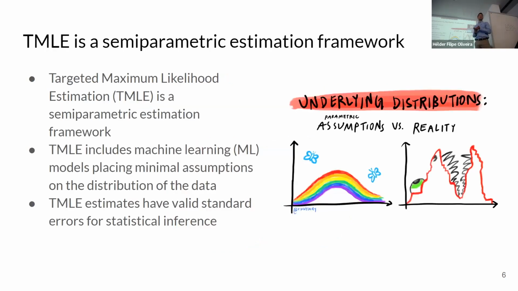As I was saying, TMLE is a semi-parametric framework. It includes machine learning to place minimal assumptions. So we have this picture here. When we place assumptions, we are believing that everything is perfect, but in reality we have outliers and distributions that don't follow what we're expecting, so we probably need machine learning to do that estimation. TMLE also provides us with valid statistical inference methodology, so it provides us with confidence intervals, p-values, and errors, so that we can take conclusions out of it.